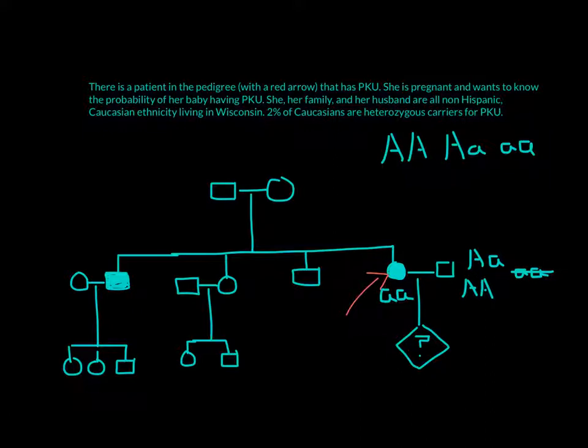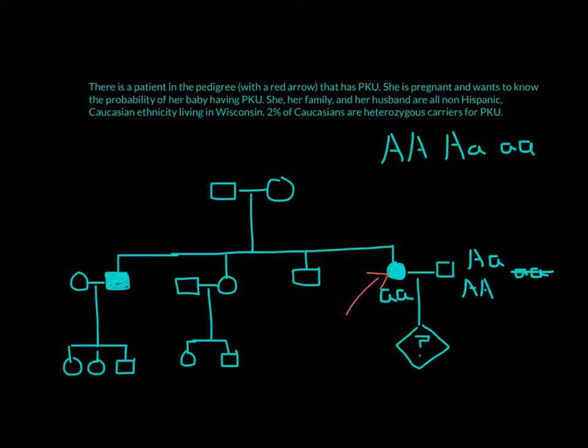This is actually from the last problem, so you can watch the last video I made to look at how I got this, but this is just a continuation. So we know that 2% of Caucasians are heterozygous carriers for PKU, right? So now how do we solve this problem?